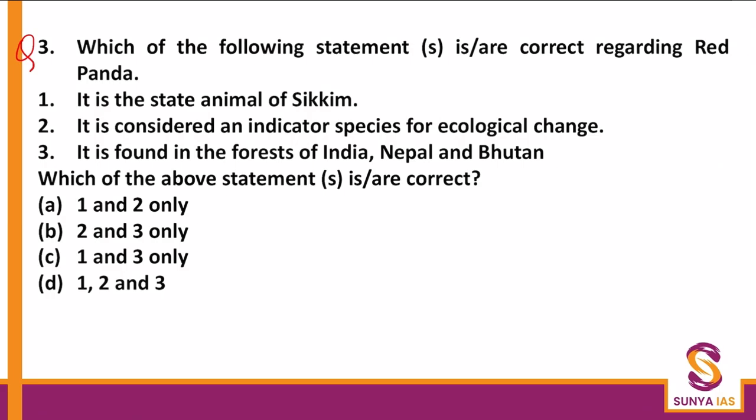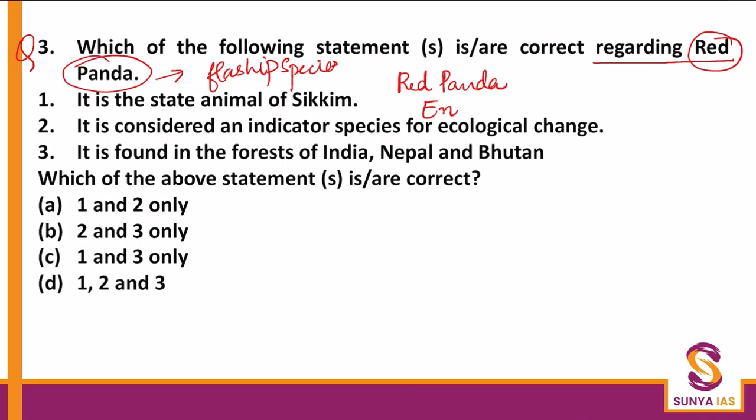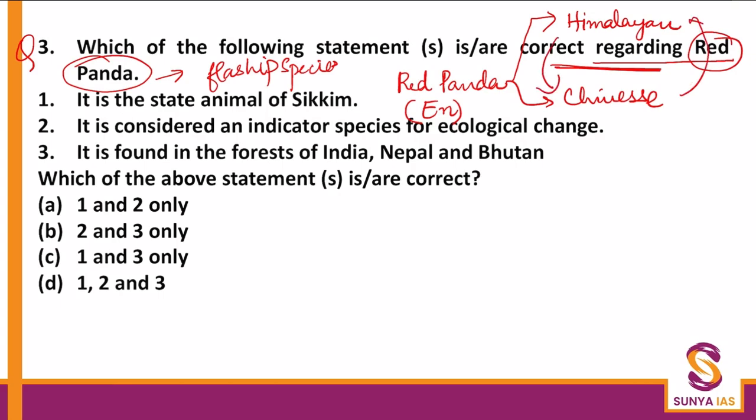Question number 3. Which of the following statements are correct regarding red panda? Okay. Red panda is treated more as a flagship species. The IUCN status of red panda is endangered. There are two types of red panda. One is called Himalayan and the other is Chinese. Now, Himalayan, you understand, and Chinese. Actually, they are like this. Chinese here, Himalayan here. They are split. The distinction between the two, Himalayan red panda and Chinese red panda, is made by the Siang River, which flows in Arunachal Pradesh.